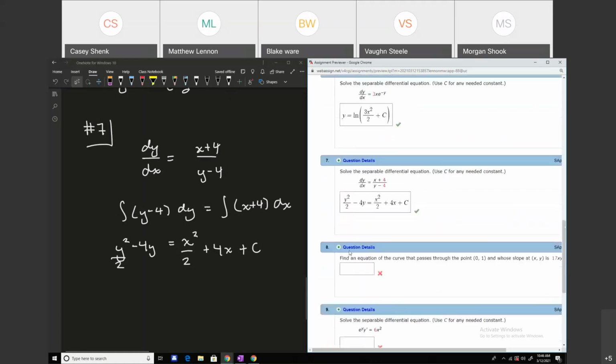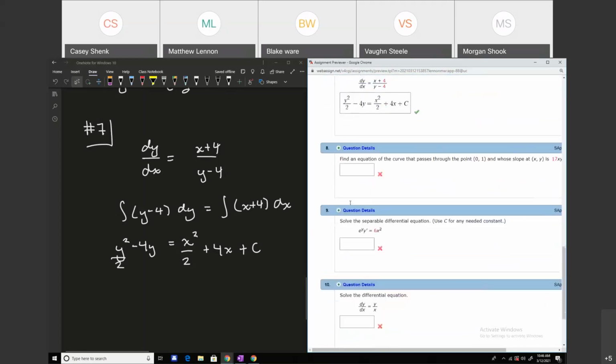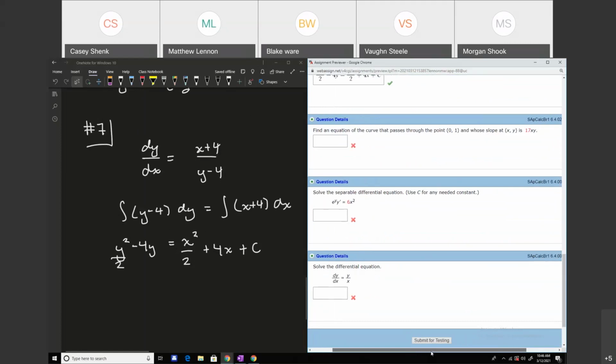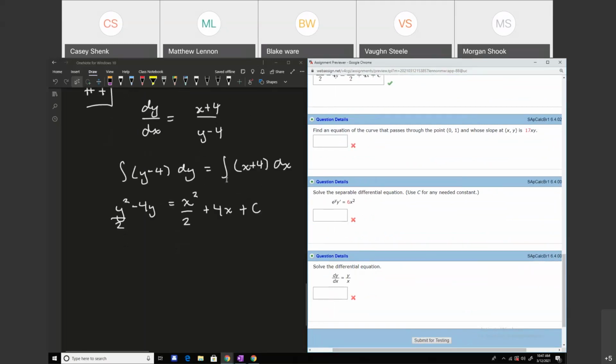Number 9 is actually very similar to number 6. We're not going to do that one. So we'll do number 8 and number 10 for our last two. So for 8, find the equation of the curve that passes through (0, 1), whose slope at (x, y) is 17xy.